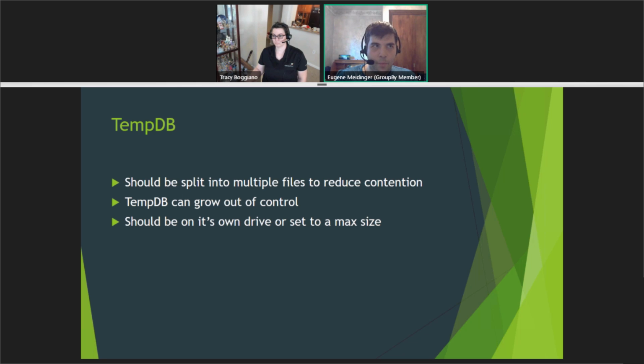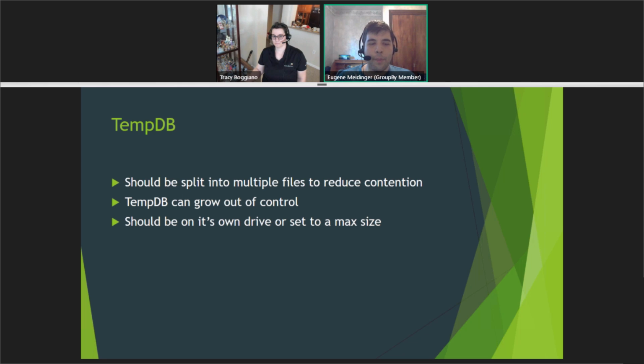So you want to split it up based on the number of cores that you have. Again, I would only go up to 8 and then see if you need to make changes from there. If you split it up into 8 files or however many cores that you have, that's generally going to be a good starting point, and you really shouldn't need to do it more than that.